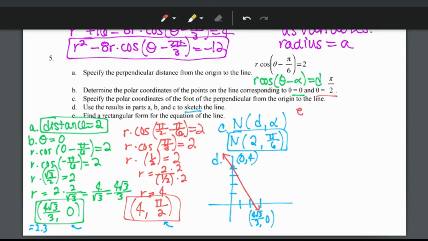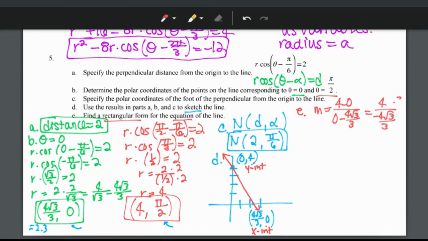So now for part E, it asks you to find the equation of the line in rectangular form, meaning it has to have x's and y's. And if I know that my x-intercept is 4 root 3 over 3 comma 0, and my y-intercept is at 0 comma 4, then I could find the slope. So my slope between those 2 points would be 4 minus 0 over 0 minus 4 root 3 over 3. That would give me 4 over negative 4 root 3 over 3.